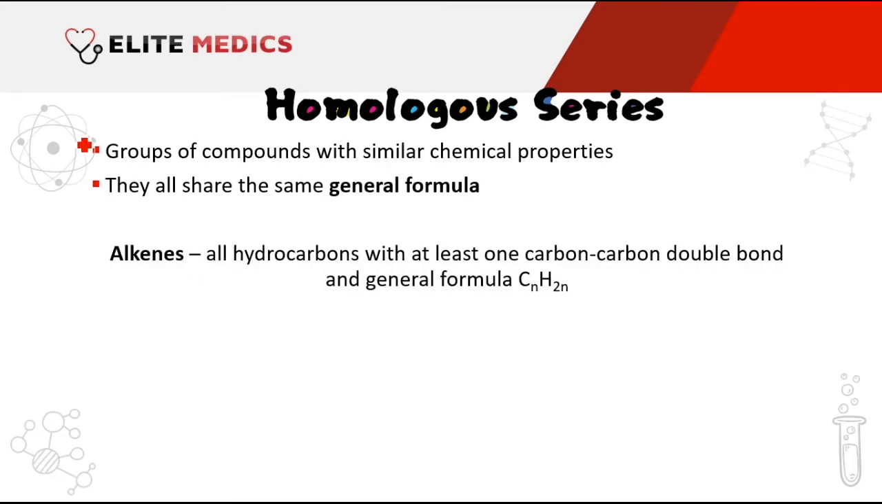So when we look at alkenes, remember we were saying that alkanes have carbon-to-carbon single bonds. When we talk about alkenes, we're saying that all hydrocarbons with at least one carbon-to-carbon double bond have a general formula that's CnH2n.